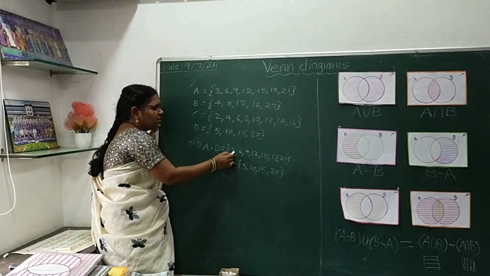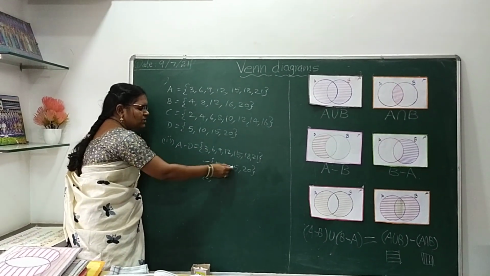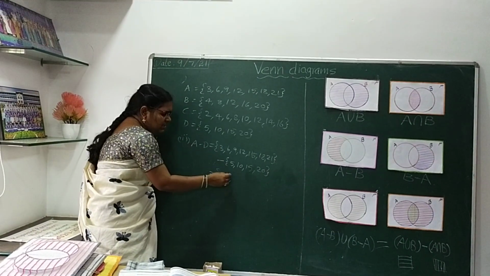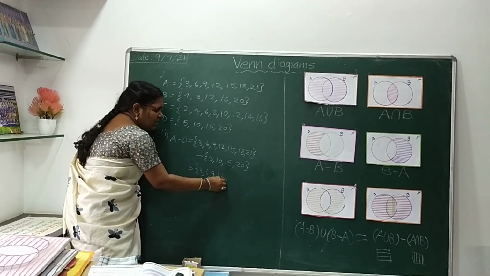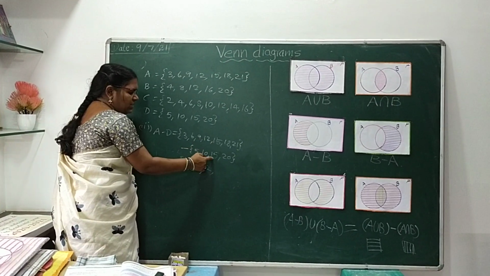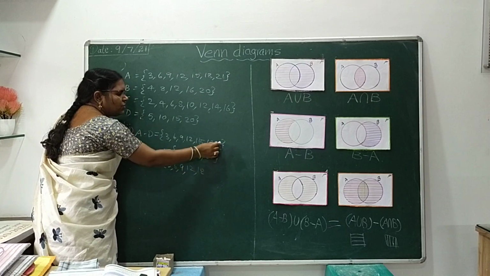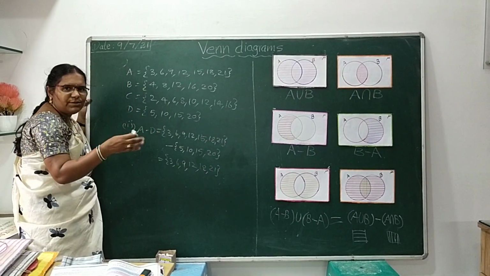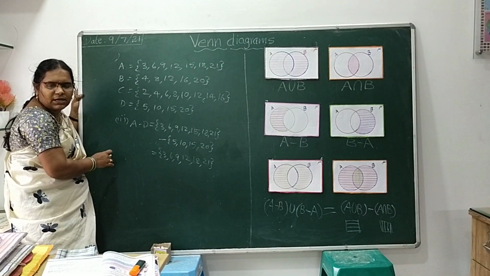Second set elements: 3 is not there, you have to write. 6 is not there in the second set, you have to write. 9 is not there in the second set, you have to write. 12 is not there in the second set. Whatever elements are there in the second set, you have to remove. 15 is there in the second set, you should not write it. 18 is not there, let us write. 21 also not there. Only 15 is the common element, you have to remove. Remaining all elements, you have to write.